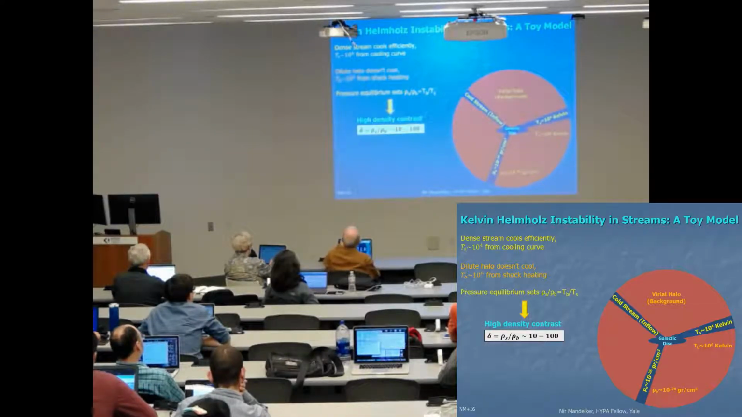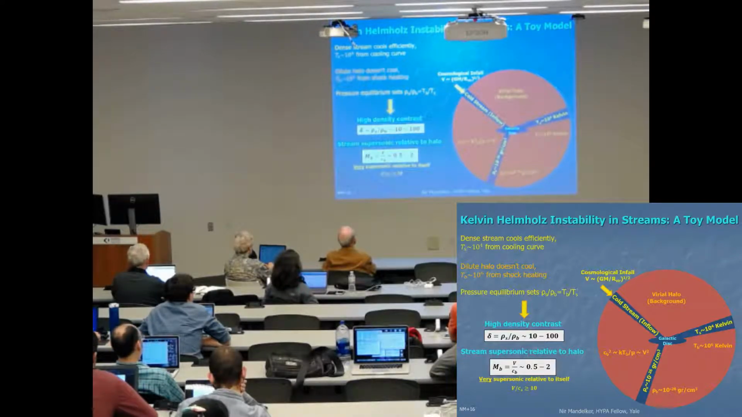The halo has a temperature of about 10^6 Kelvin, because that's the virial temperature of the system. And if you assume for the toy model the stream and the halo are in pressure equilibrium, you can get a density contrast of anywhere between 10 to 100. Now, the streams are flowing in at the virial velocity, and the sound speed in the hot medium is also about the virial velocity. That's what the virial temperature means. And that means that if I define the Mach number as the ratio of the stream velocity to the sound speed in the halo, you get a Mach number of anywhere between 0.5 to 2.